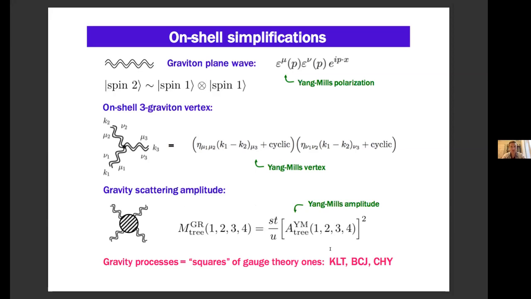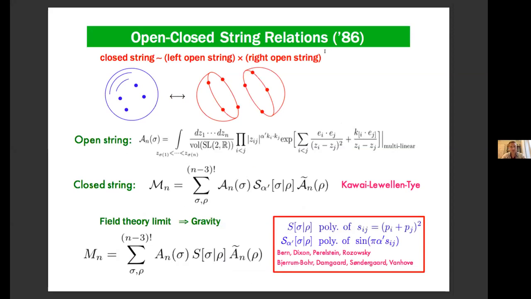If you go back to the origin of KLT in '86, here I have a cartoon, and we can just think of the bosonic open string amplitude that I've written out here. What KLT showed is that by suitable contour deformation of the integration over the Riemann sphere, you can break it up into permutations of integrations on the boundary of two half spheres or disks. And you get something like this formula here.